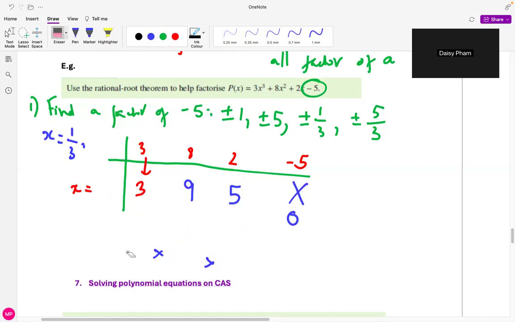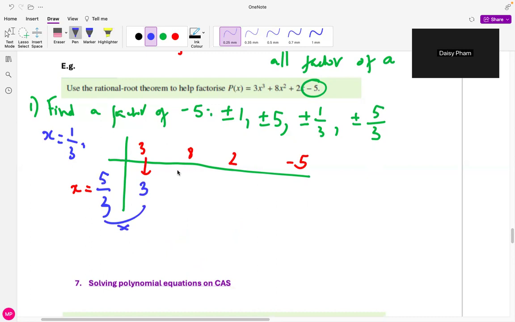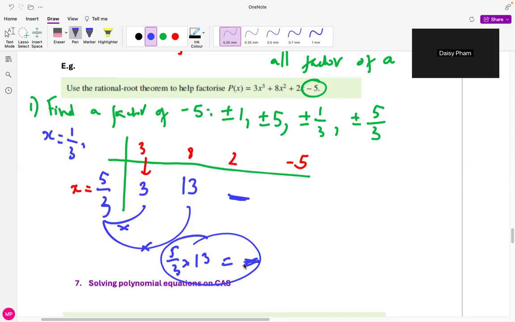So now I'm going to try 5 over 3. So you have the 3, bring it down. 5 over 3 times 3 is 5, plus 8 is 13. Then I do the same thing. 5 over 3 times 13 is going to give you a fraction. And a fraction plus 2, you're going to end up having a fraction here, and we don't usually have that. So for sure, this one doesn't work because 5 over 3 times 13 is a fraction.